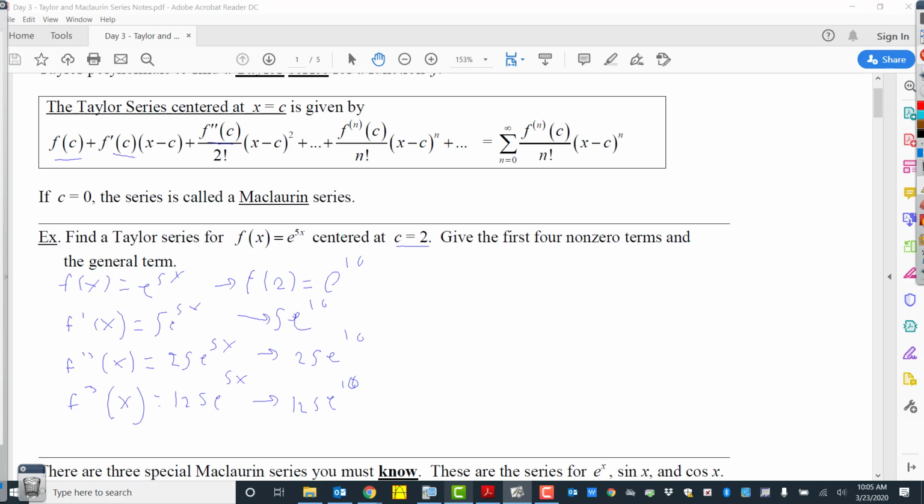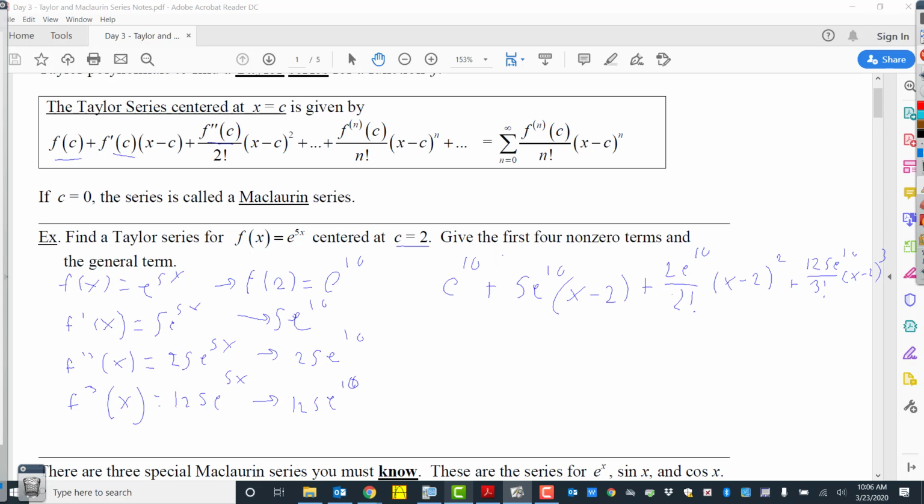And so we're going to set it up like when we did our Taylor polynomial. So we have f of c, e to the 10th, plus f prime of c, 5 e to the 10th, times x minus c, so x minus 2, plus the second derivative at c, so 25 e to the 10th, over 2 factorial, times x minus 2 squared, plus then our third derivative, 125, and I'm running out of room, so bear with me here, e to the 10th over 3 factorial times x minus 2 cubed.